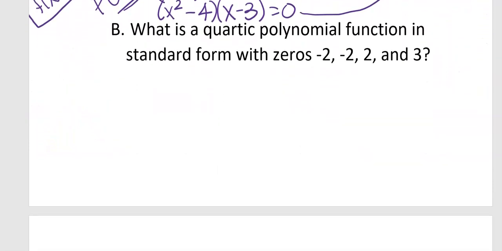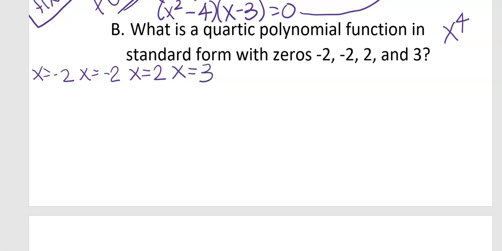Here's a quartic, which means the highest exponent is going to be a 4. So things that we've learned, keep those in mind. So this one, I'm going to need some space, so I'm going to start way over here. My zeros are -2, 2, and 3. So I have x equals -2, x equals -2, x equals 2, and x equals 3.